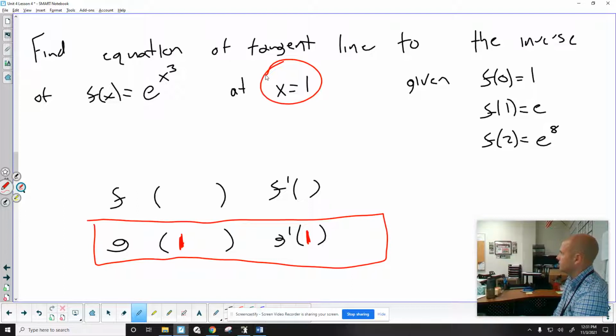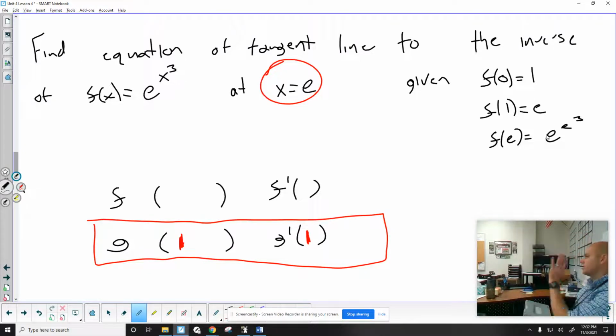I already don't like this. Change it to e. Sorry, I have to give you another point. F of e is e to the e cubed. That's a distractor point. You don't need it. Okay. Okay, now go. The first answer was like 0, which means the inverse would be undefined.